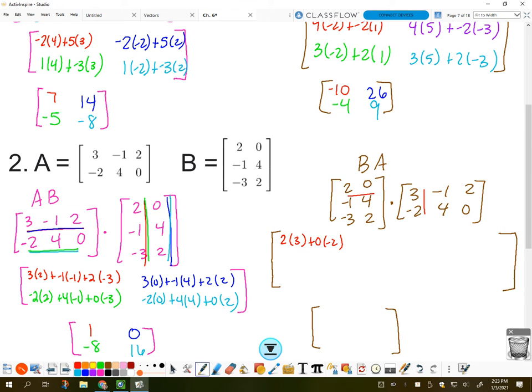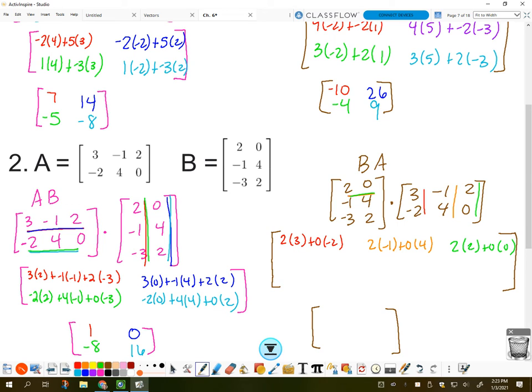Alright, I'm going to have to use more colors, which means that they're probably not going to contrast quite as much. Alright, so these times these would give me 2 times negative 1 and 0 times 4. And then we're going to do these times these. I'll go back and clean them up in a minute. I'm just going to try to get all of these. 2 times 2 and 0 times 0.